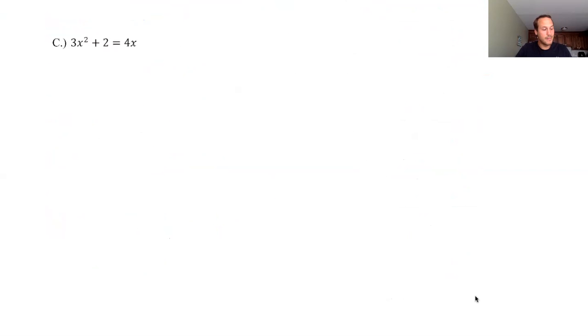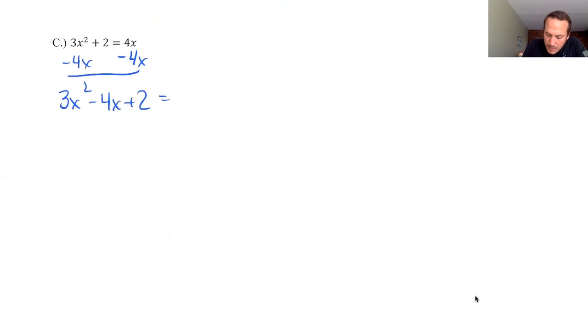If you look, I'm not set up properly. So because I'm not set up properly, I do need to do a little bit of work here. Let's subtract 4x on both sides. I've got 3x squared minus 4x plus 2 is equal to 0. Now I'm in ax squared plus bx plus c form. A is equal to 3, b is equal to negative 4, c is equal to 2.